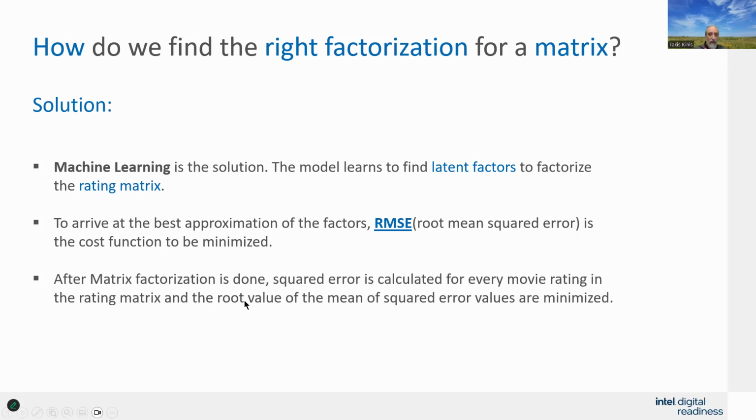After they do that factorization, the squared error is calculated for every movie rating in the matrix, and the root of the mean of the squared error values is minimized. And that's what this equation is. So they're looking for the differences and trying to make them as small as possible. And this will be a process.